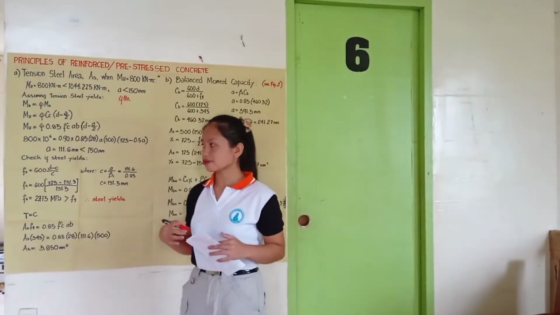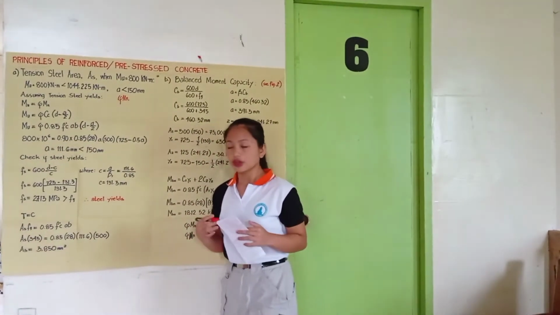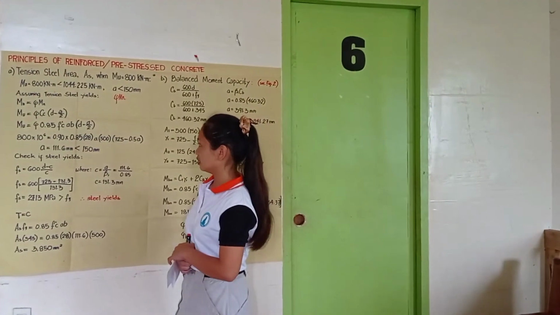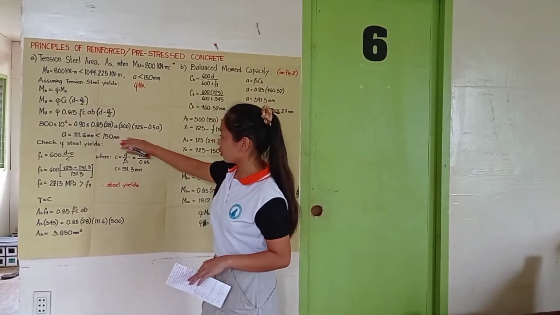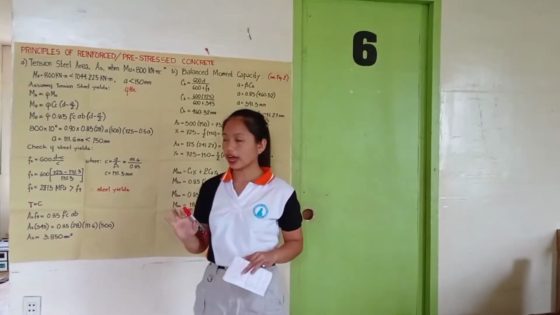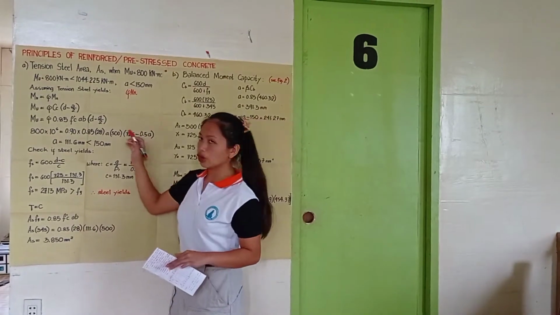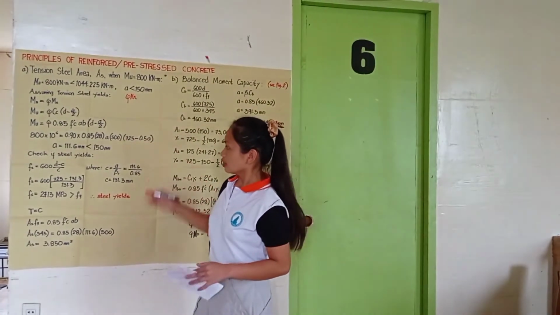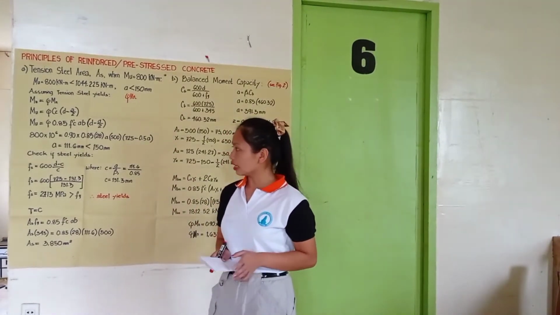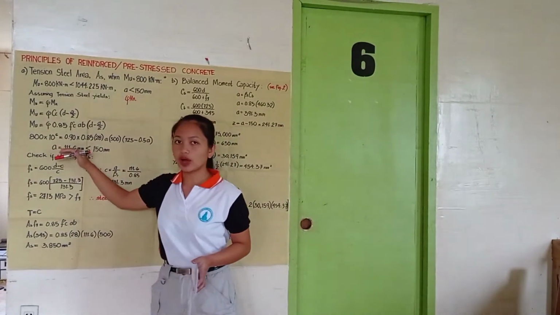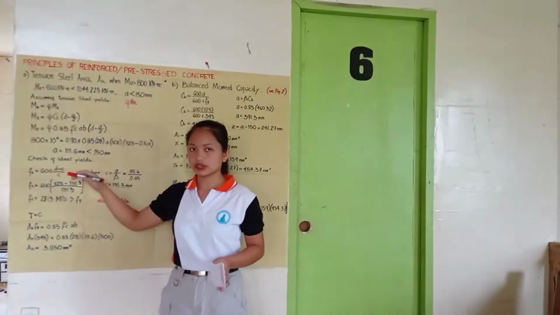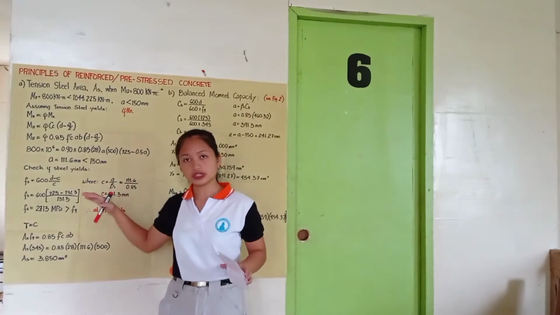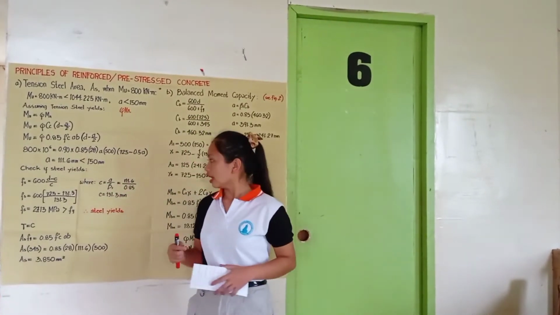We will solve first for A so that we can check if the steel yields. So A times 500 times the quantity 725 minus 1/2, we can still write it as 0.5 times A. So through calculations, the value of A is 101.6 millimeters, and that is less than 150 millimeters, which is our first assumed value of A.